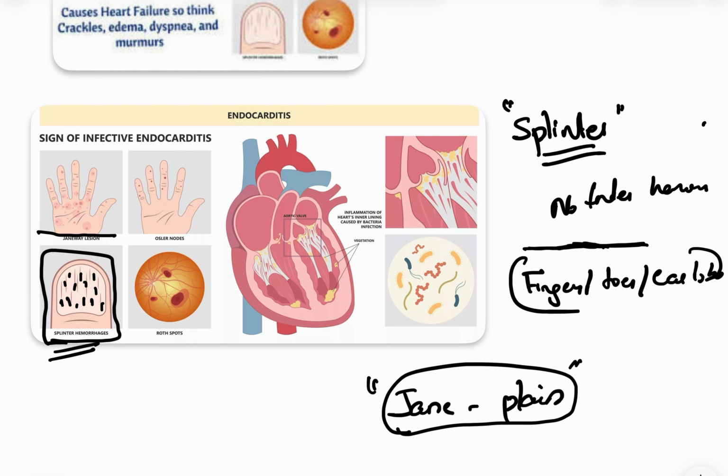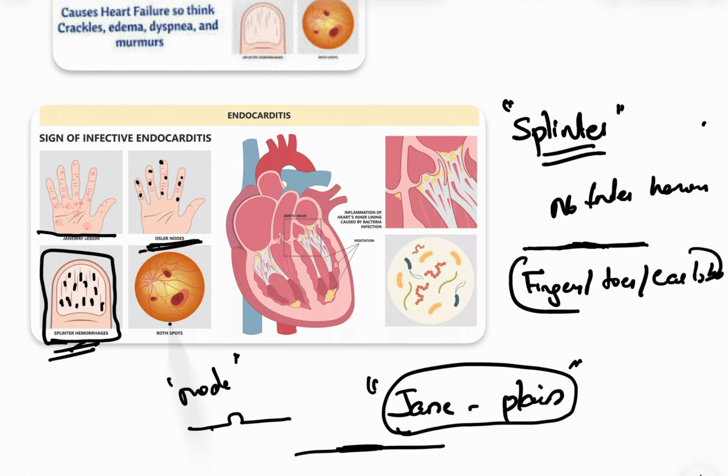And what is Osler's node? Osler's node, you can see here, most of the time is seen on the hands and fingers. It is small reddish tender nodes. They are like an enlargement, it is like this. At the same time, Janeway lesion has no enlargement, it is just a plain thing. That is Osler's node.